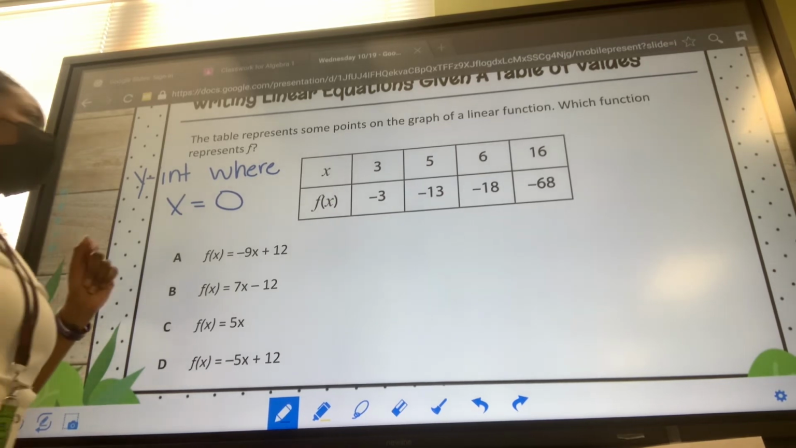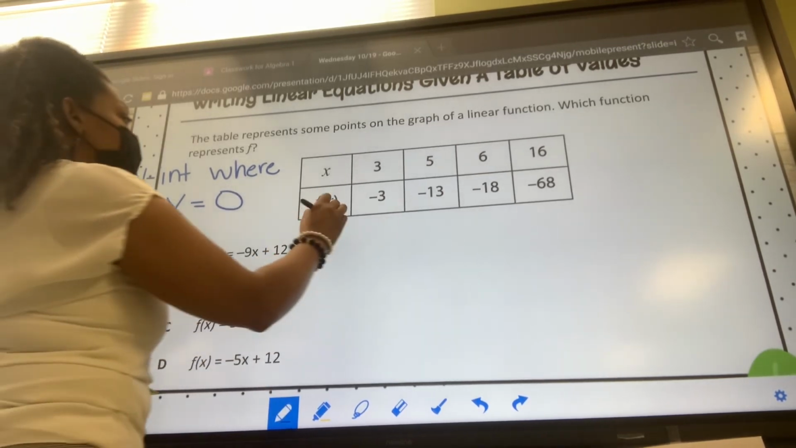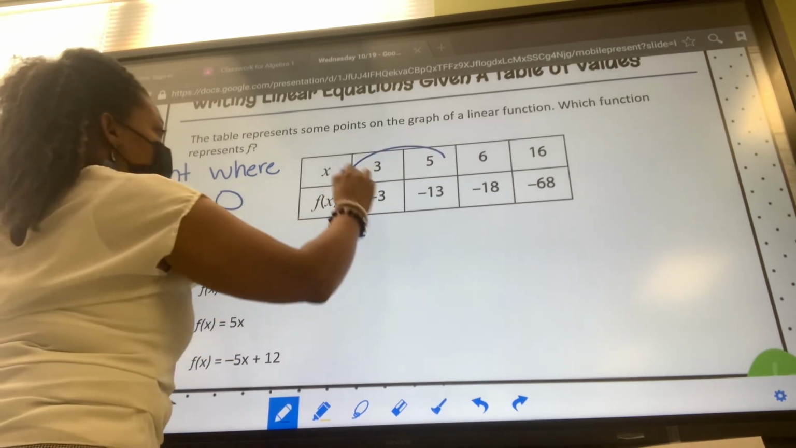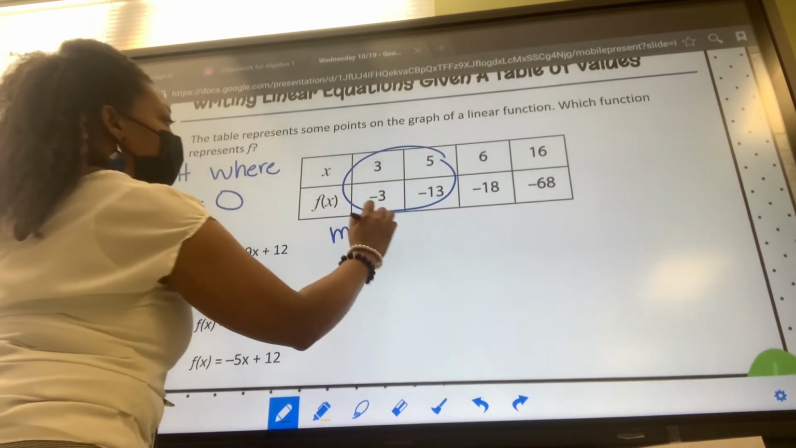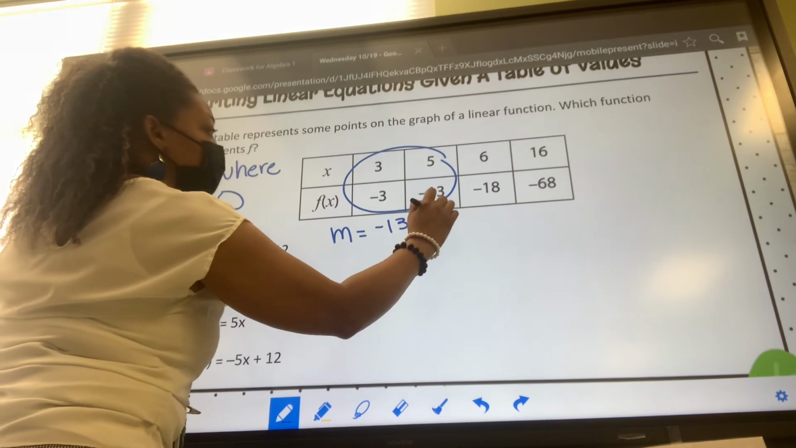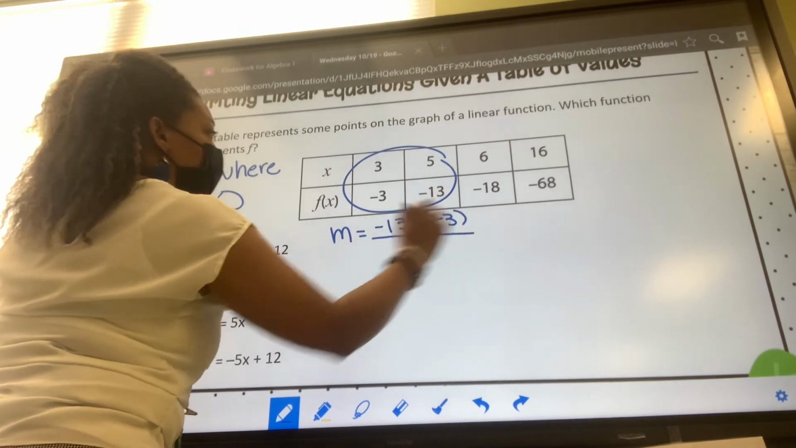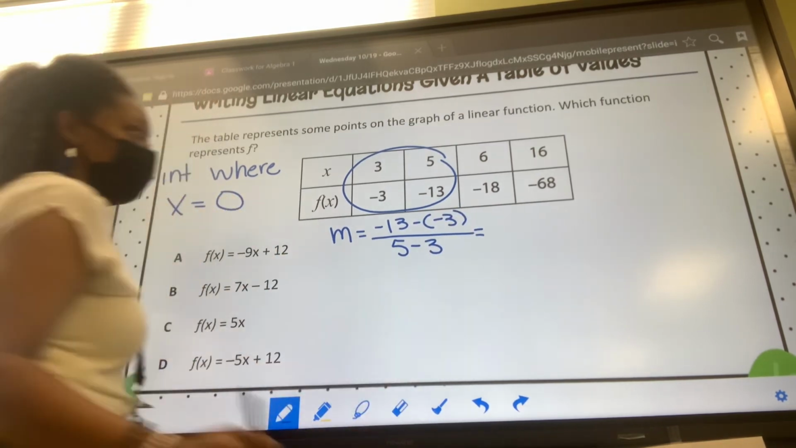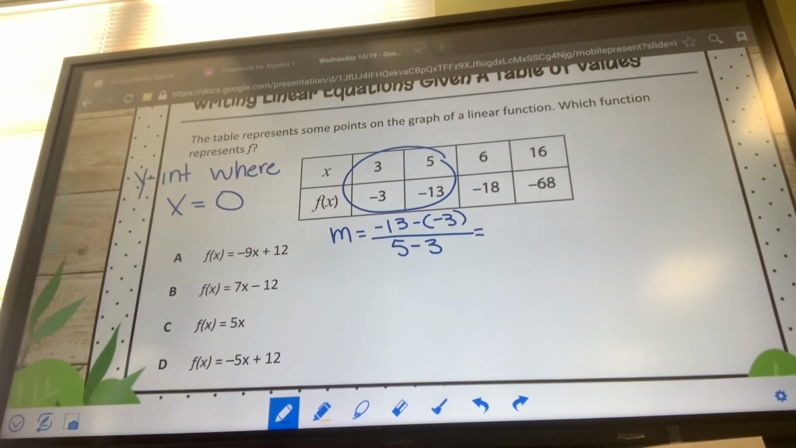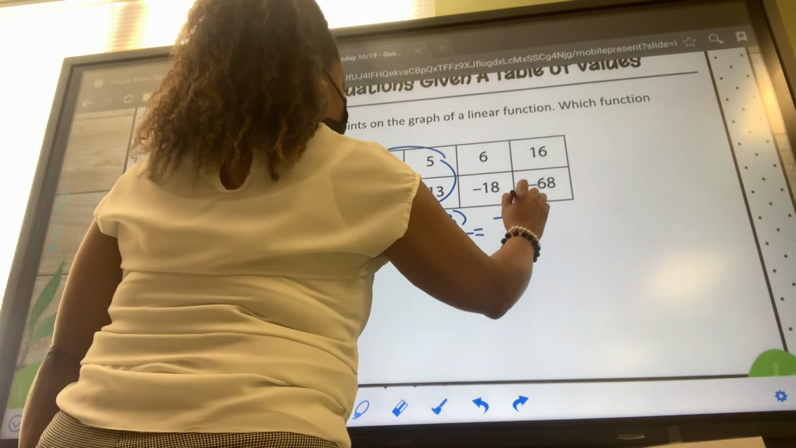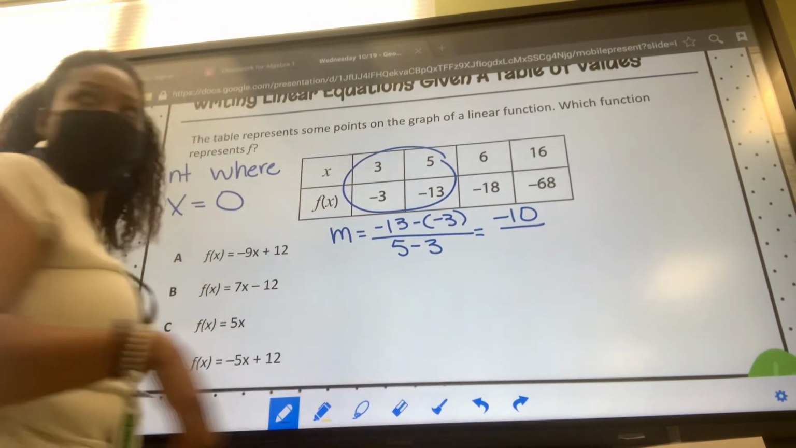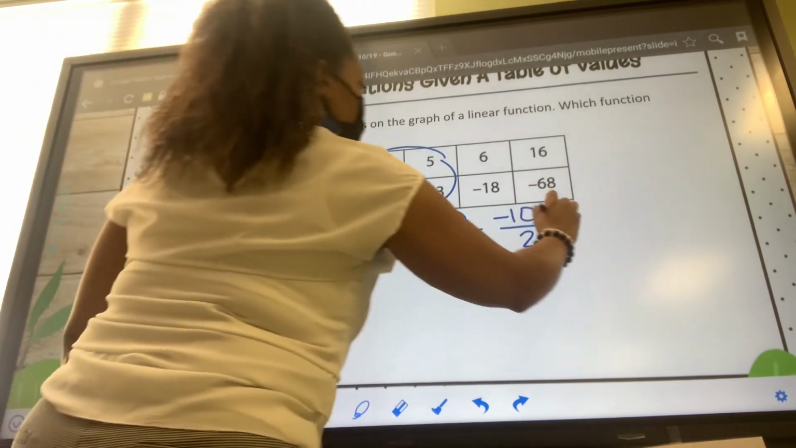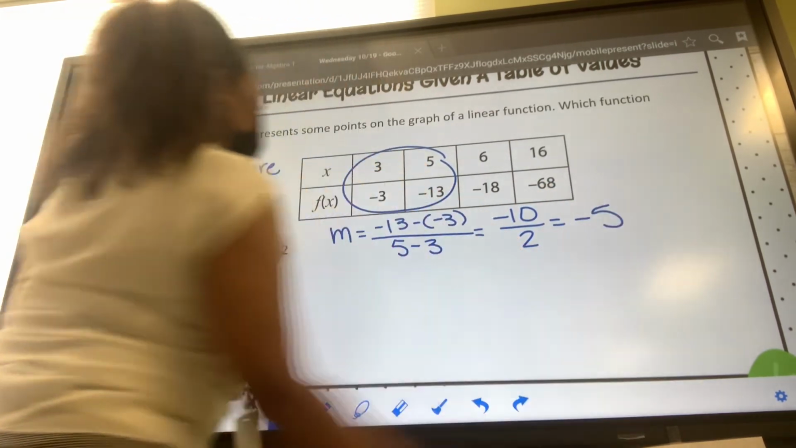All right, so there is no y-intercept. The best thing to do is start with the slope. So I'm going to pick 2 points. I'll just take these first 2. Negative 13 minus negative 3 over 5 minus 3. Negative 13 minus negative 3 is negative 10. 5 minus 3 is 2. So my slope is negative 5.